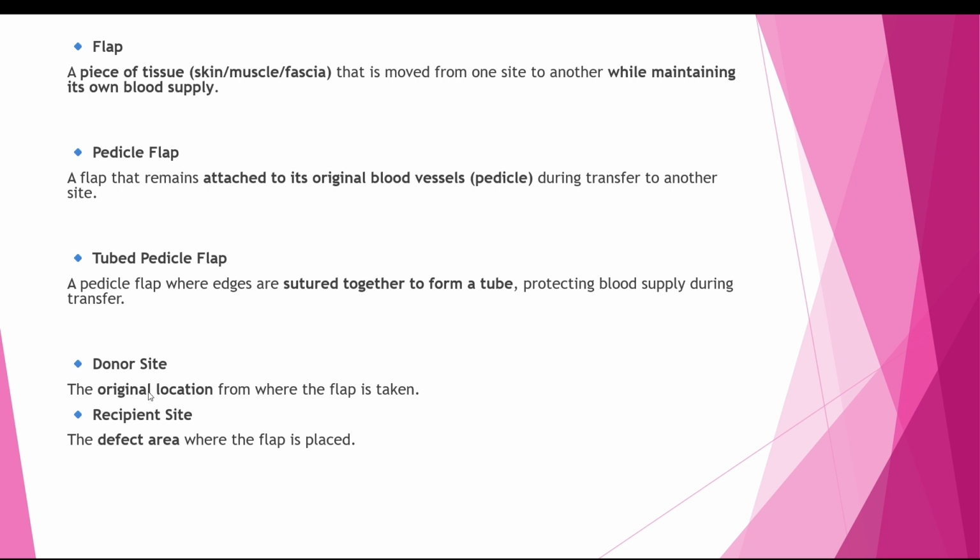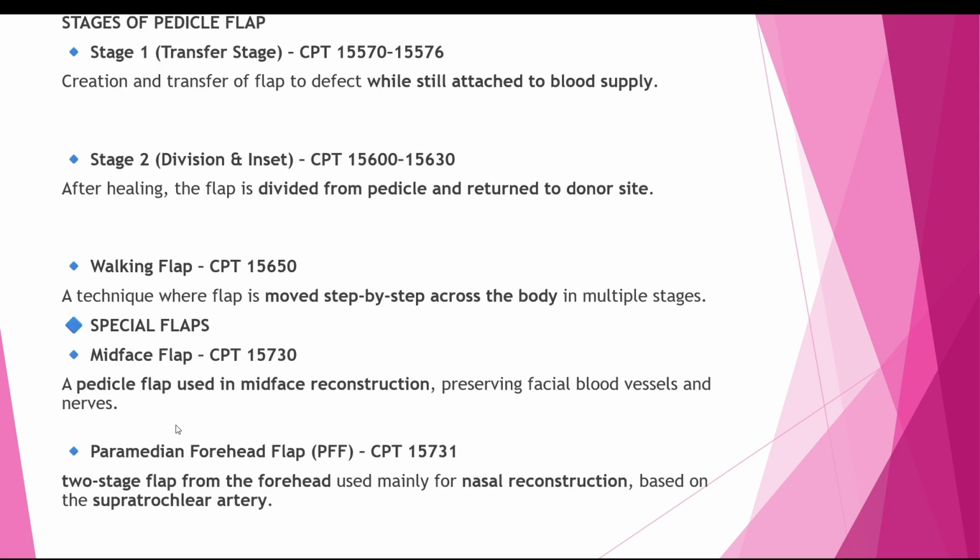Next important things are the donor site and the recipient site. In flap coding, you need to know the donor site and the recipient site. The donor site is your original location, where the physician is going to take the flap. Next we have the recipient site. The defect area where the flap is placed is the recipient site. So the defect site will be your recipient site. Next we have the stages of the pedicle flap.